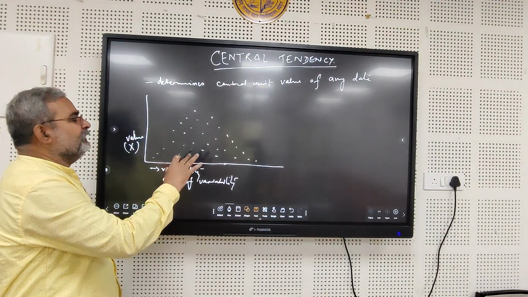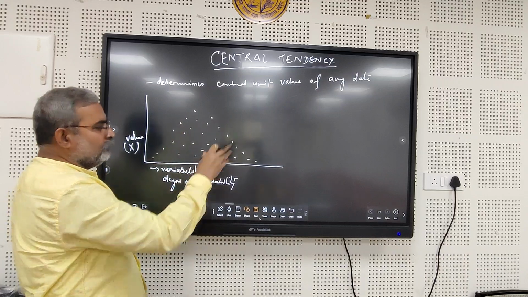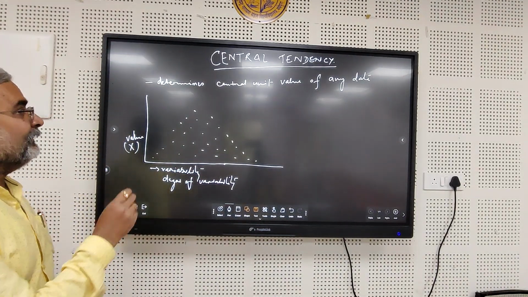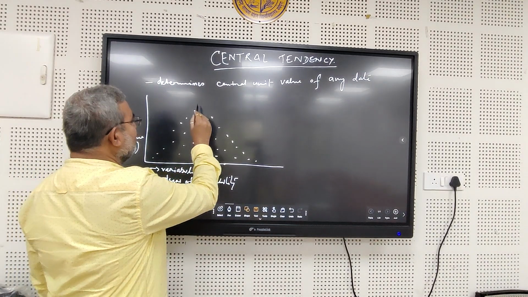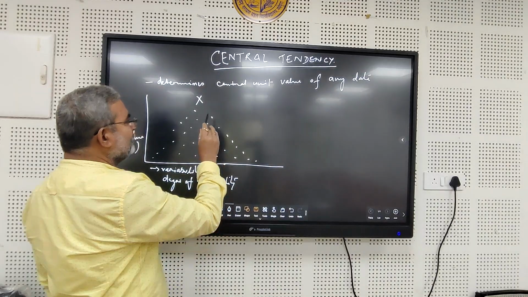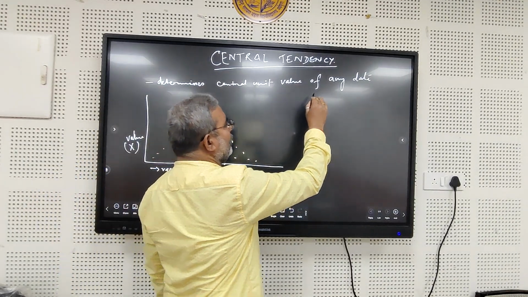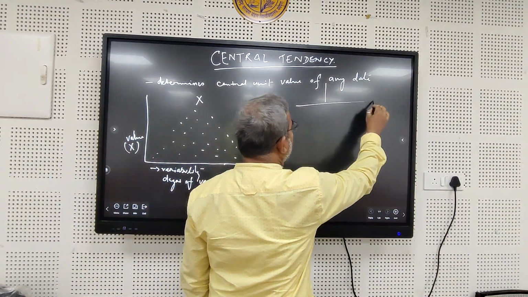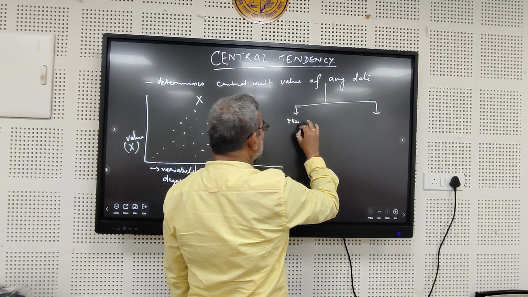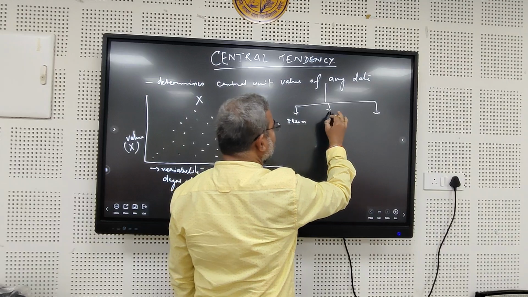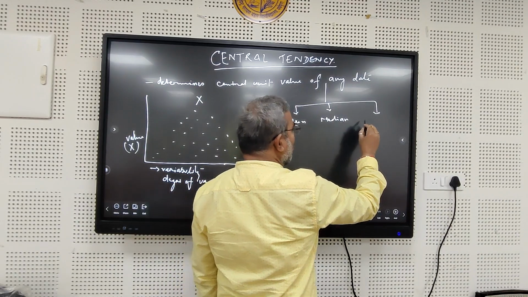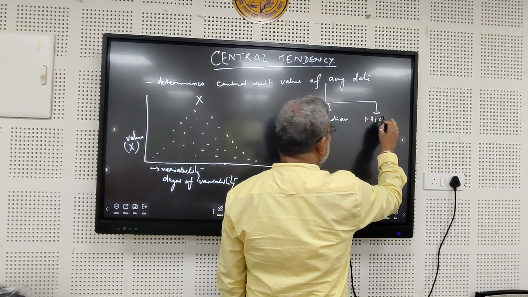In this way it is very difficult to mention all the scores in your paper or in your writing. So we determine a central value. Suppose this one is the x, and the central value is represented by three methods. One is mean, another is median, and the third one is mode.